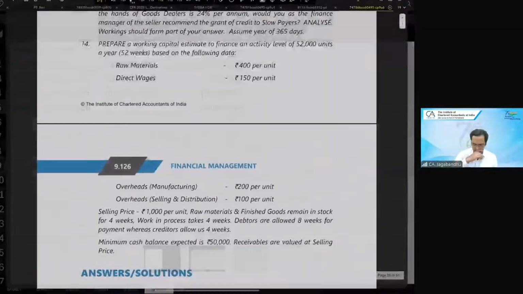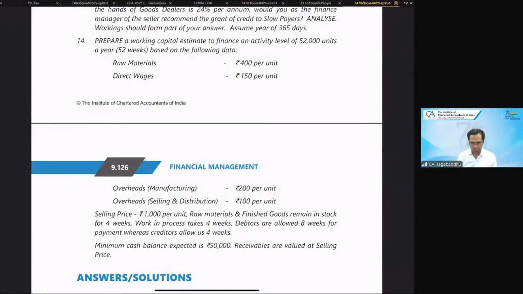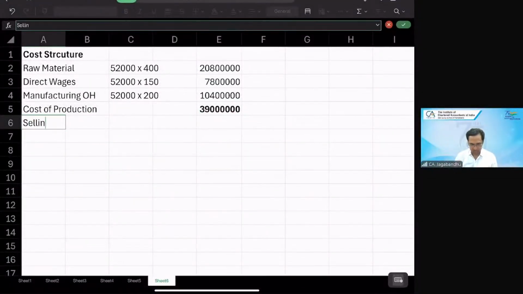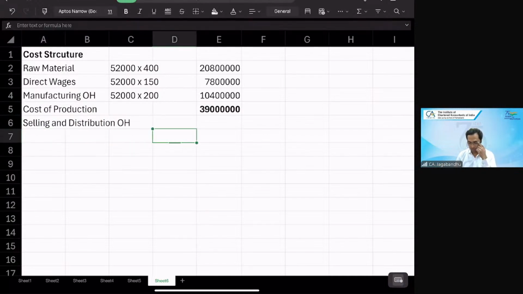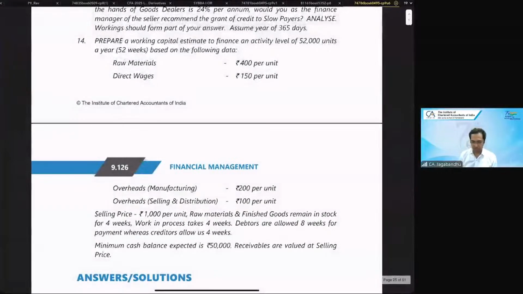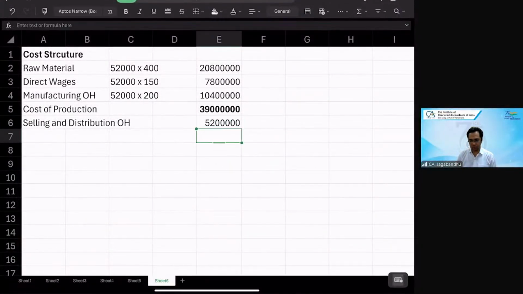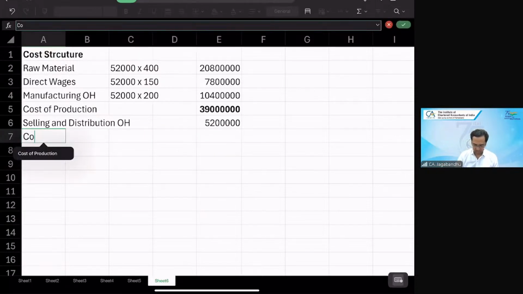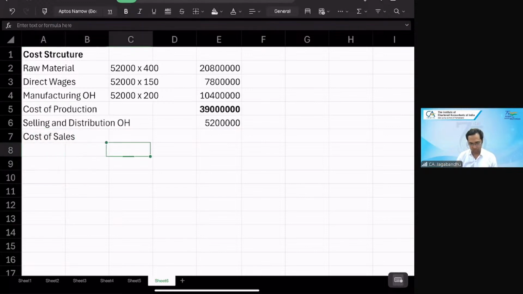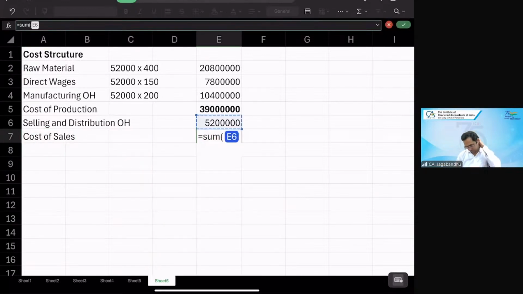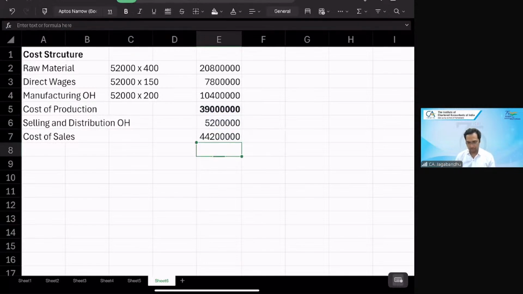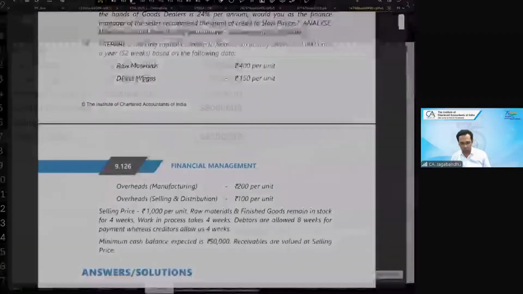Then we add the selling and distribution overheads. Selling and distribution overheads is 100 per unit. So that will be 100 into 52,000, which is 5,20,000. And then we have the cost of sales, okay, which is 44 lakh or 4 crore 42 lakh basically.